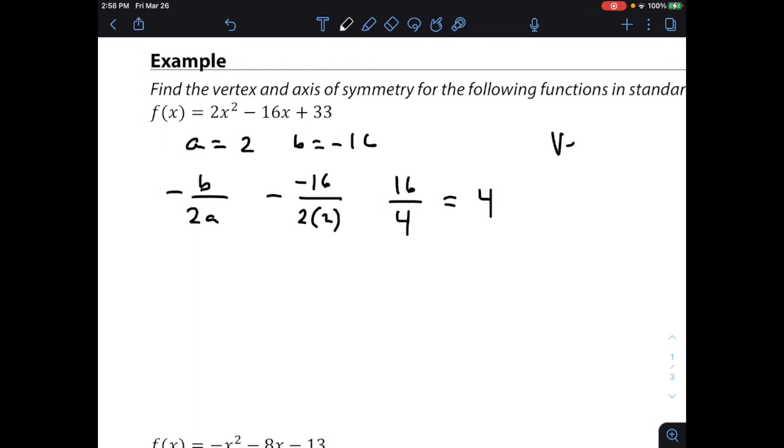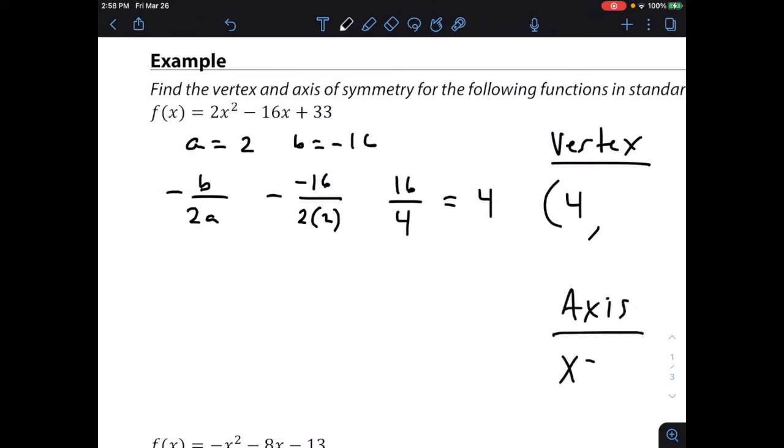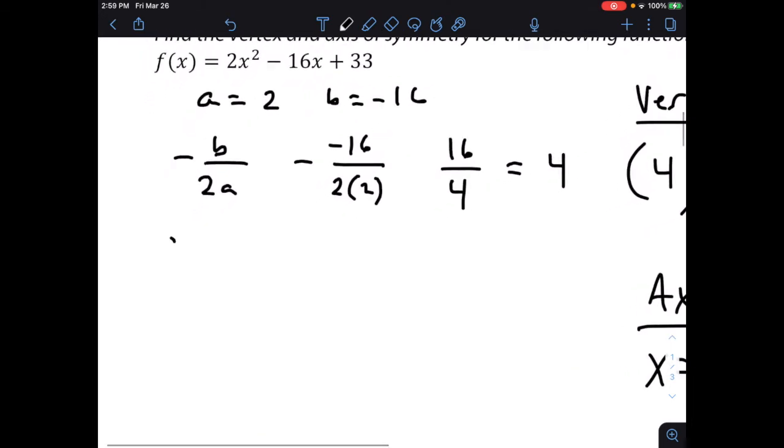So I'm going to write that over here. The x value of our vertex is 4. That also means the axis of symmetry is x equals 4. All right, now all we have to do is find the y value of our vertex. We're going to find the y value by taking that 4 and evaluating our function at f of 4.